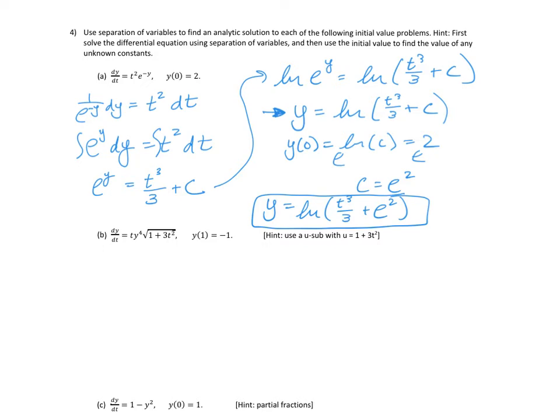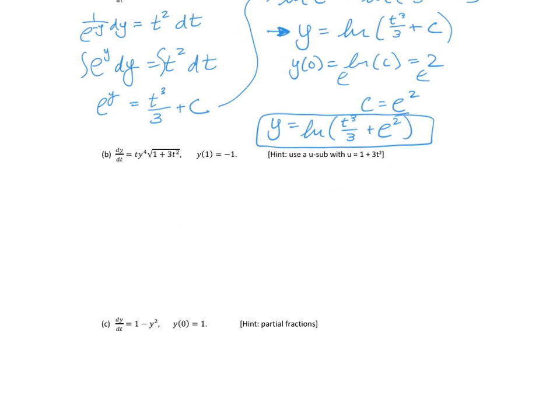Okay, part B. That is separable. My y to the 4th needs to move to the other side. So I'm going to do 1 over y to the 4th dy equals t times the square root of 1 plus 3t squared dt.